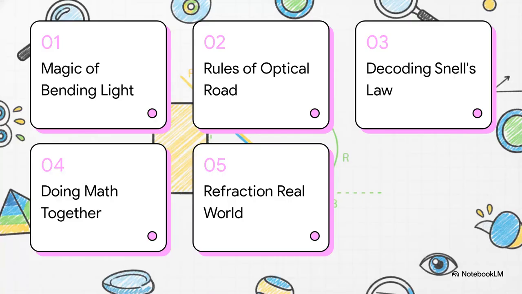So here is our roadmap for today. We'll start with part 1, the magic of bending light. Then part 2, rules of the optical road. Part 3, decoding Snell's law. Part 4, doing the math together. And we'll wrap up with part 5, refraction in the real world.